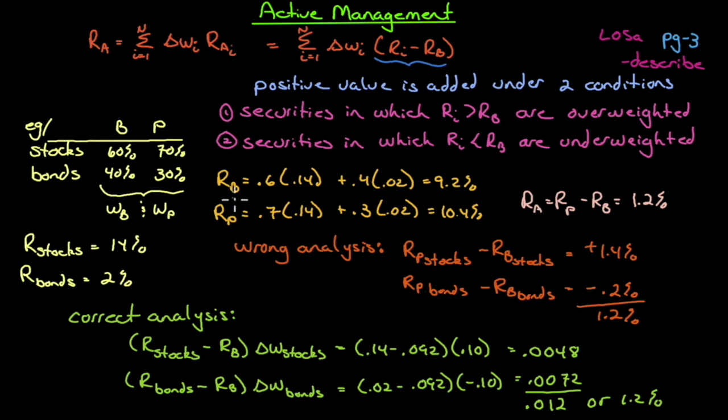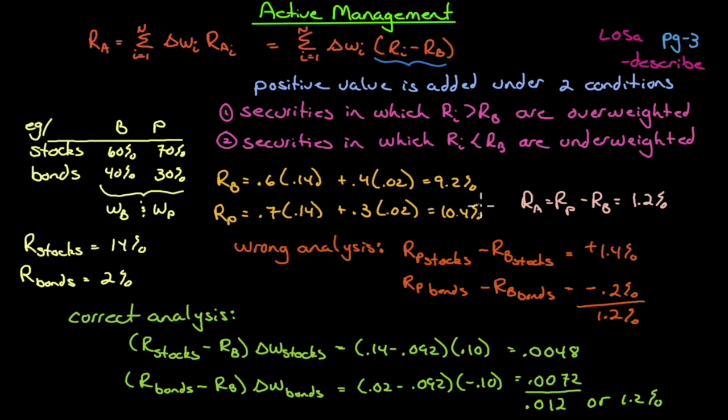So we can figure out the return on the benchmark. Here's our return on stocks was 14%. Our return on bonds was 2%. So the return on the benchmark is 60% times the stocks, plus a weighting of 40% times the return on bonds, which is 9.2. Return on the portfolio using its weightings and the return on stocks and bonds is 10.4. We can easily figure out active return as the return on the portfolio minus the benchmark, which is 1.2%.